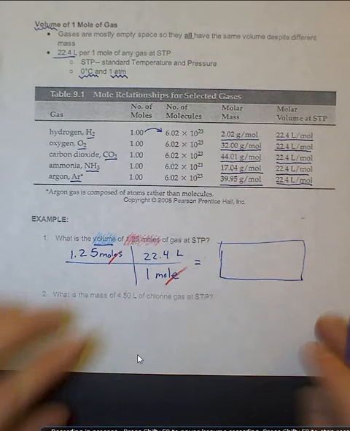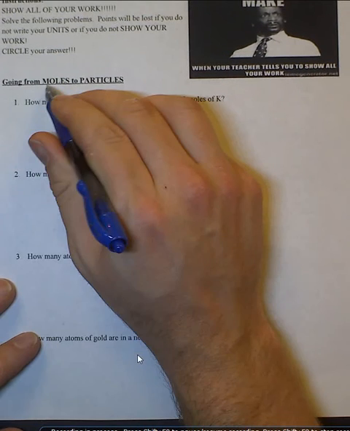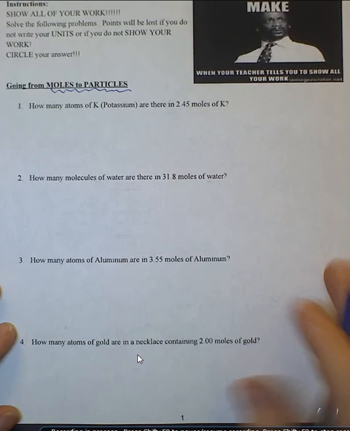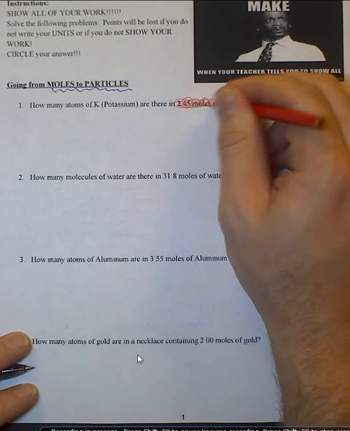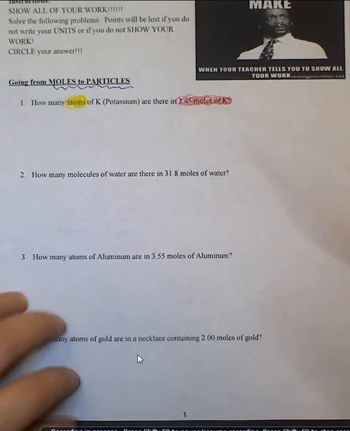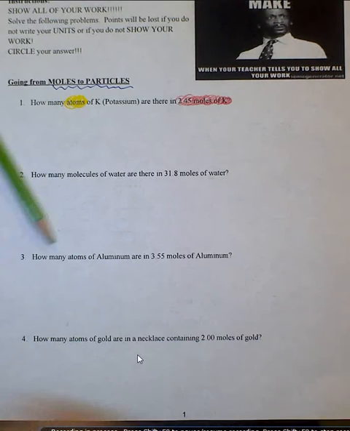Okay, flip it over, and we're going to look at moles to particles. This I want to practice because we haven't used the calculators too much. Okay, we got 2.45 moles of potassium, and we want to know how many atoms there are. So if we look at our chart, color coding, we're going from red to yellow. We're going to mark that on here.